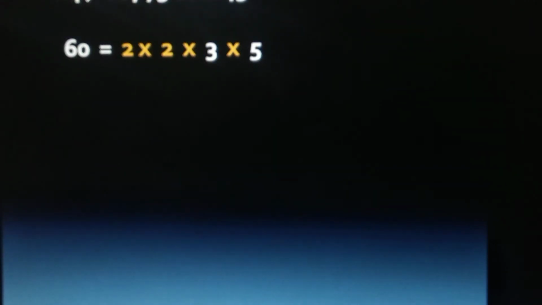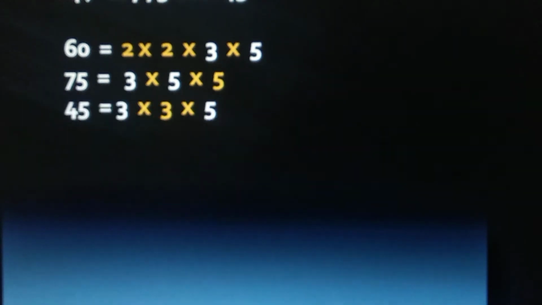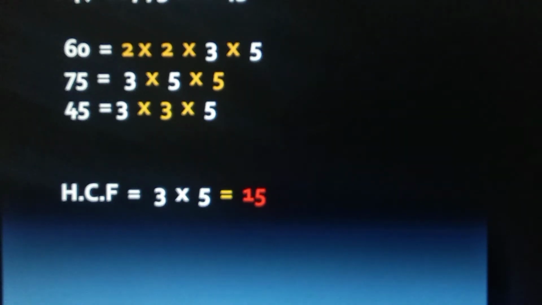See one more example. 60 is factorized as 2 into 2 into 3 into 5. 75 as 3 into 5 into 5. 45, 3 into 3 into 5. So here you need to remember all the given numbers you have to express as a product of prime factors only. Now HCF is the product of common factors in all the three factorizations. In all the three, 3 is repeated one time only.